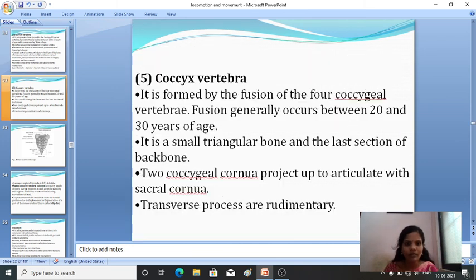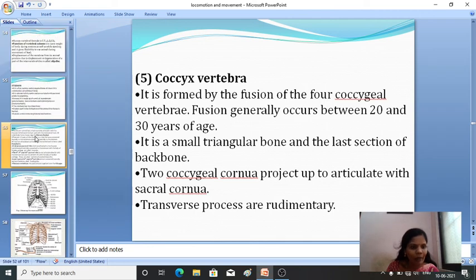Next, the coccygis vertebrae. It is generally formed by the fusion of 4 coccygeal vertebrae. The fusion generally occurs between 20 and 30 years of age, and it is a small triangular bone and the last section of the backbone. This coccygis is the last section of the backbone.